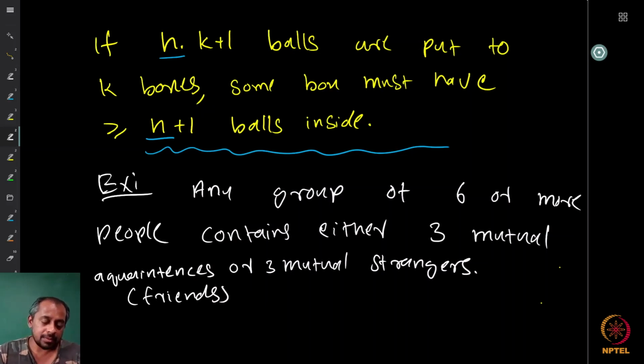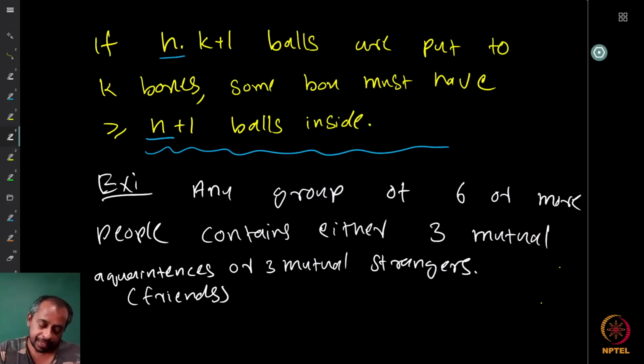So here, instead of 1 into k plus 1, and instead of 1 plus 1, 2, we have n plus 1. Okay, because we know that if each box had at most n, then we have n into k, that is at most nk balls inside, right? So that is the proof.